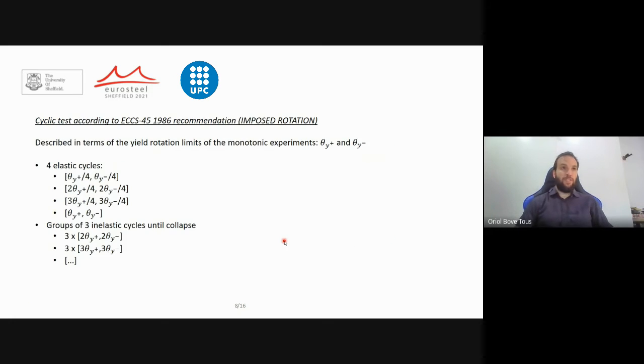Well, for the first cyclic test, which is the one seen here, the ECCS 45, 1986 recommendation, it is a protocol of imposed rotation based on the bounds found in the previous test, the monotonic tests. It consists of 4 elastic cyclic tests, and then groups of 3 inelastic cyclic tests, until collapse.